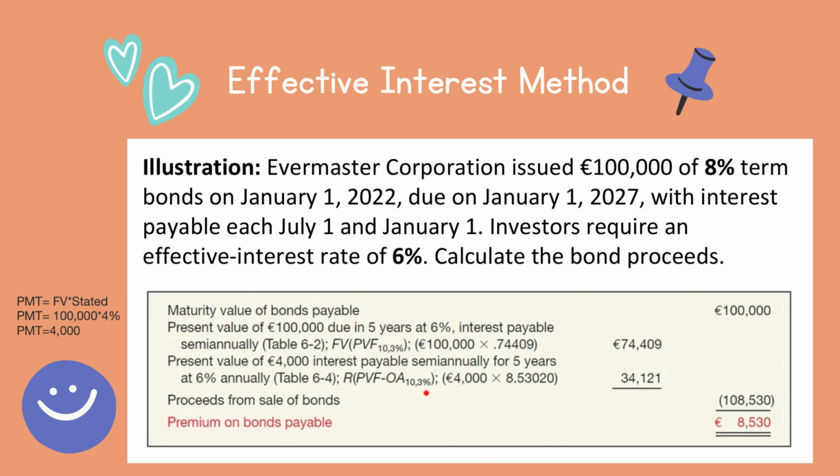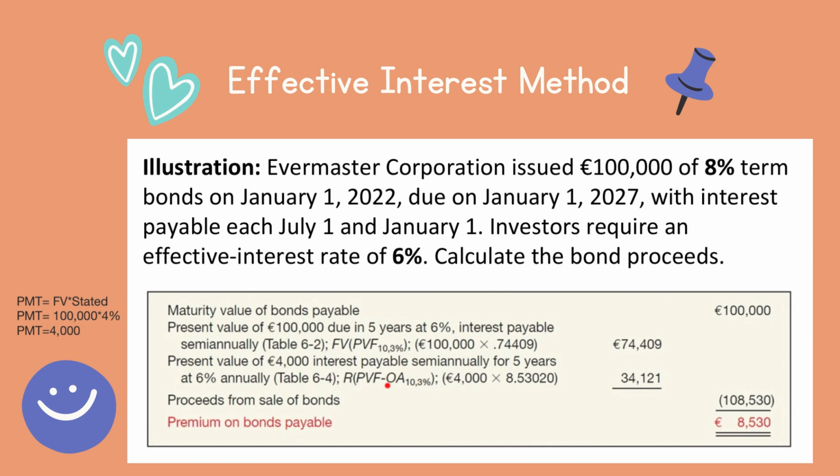Okay, and again when you go to the present value tables, the rate you're gonna use is the market rate or the effective rate, which is 6%. The 6% is annual. The payment here is semi-annual, so I need to divide this by 2, so it's gonna be 3%. Now as you can see here, he said ordinary annuity.